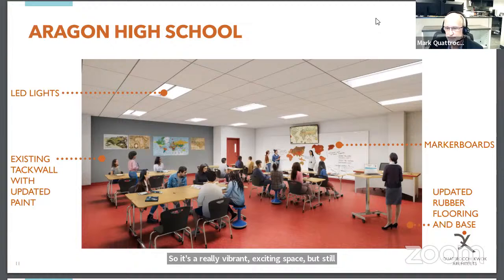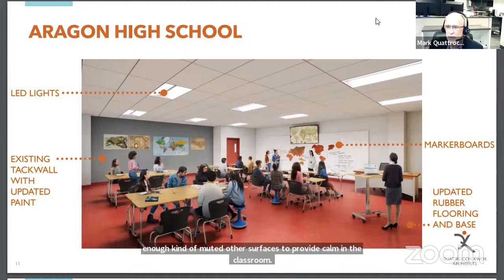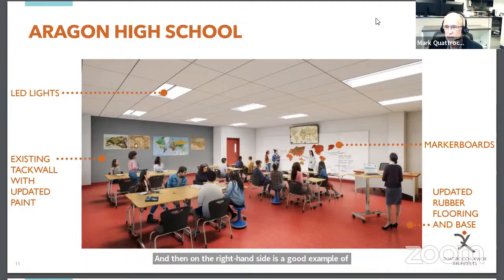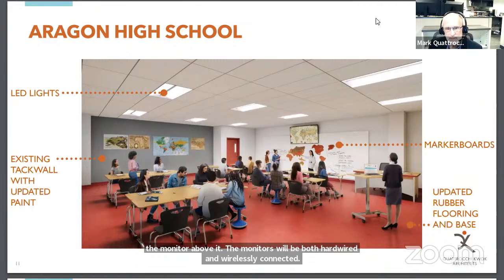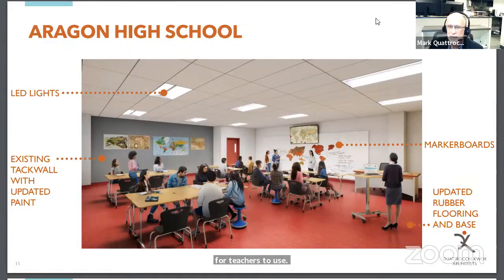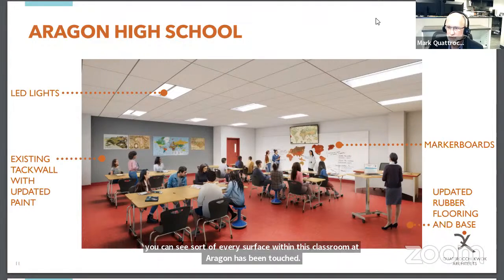calm in the classroom. And then on the right-hand side is a good example of what these teaching walls look like in all the labs and classrooms. You're seeing that magnetic floor to 7-foot marker boards, and you can see how it would be used. See the monitor above it. The monitors will be both hardwired and wirelessly connected for teachers to use. So you can see every surface within this classroom at Aragon has been touched. So everything will look new to the teacher that comes back.